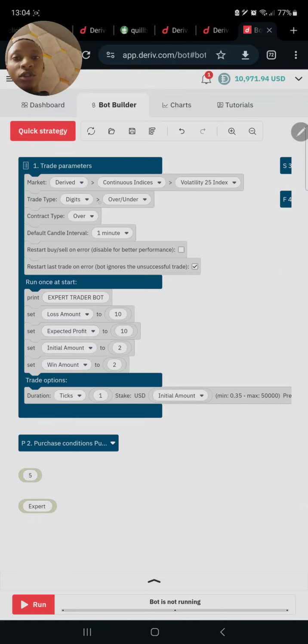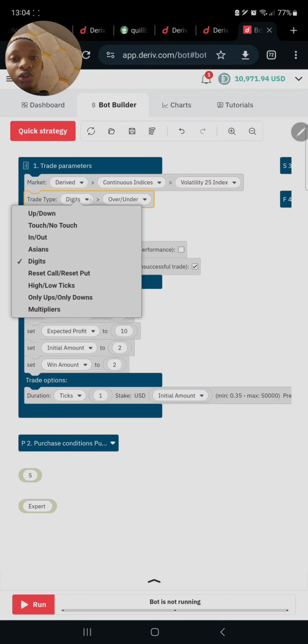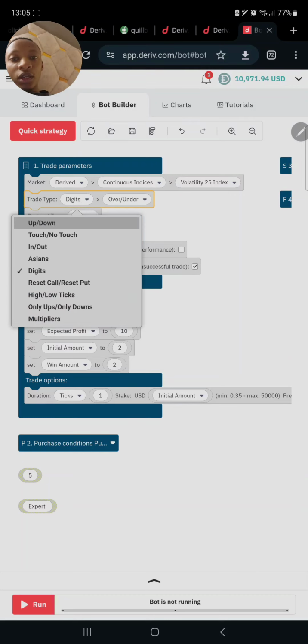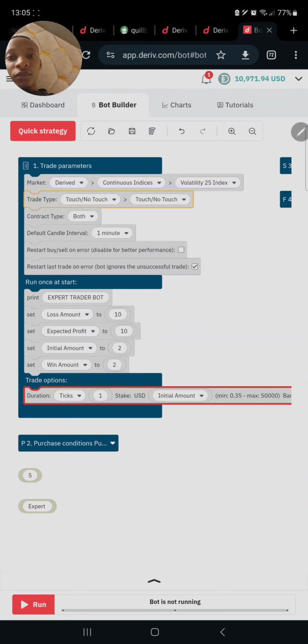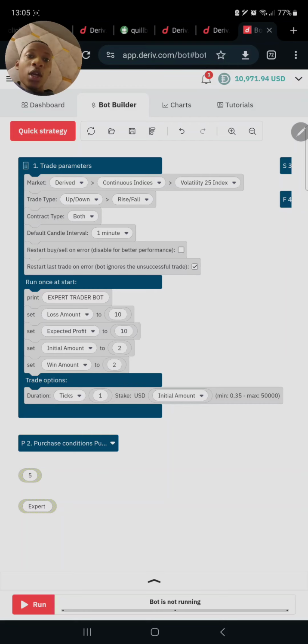It's an up down rise and fall strategy. So you come here at digits over under na uweke up down. Hii hapa juu kabisa, not that one but this one, up down rise and fall. That is strategy number 2, and we will be using it as scalpers. Remember, we are trading as scalpers, not as day traders.